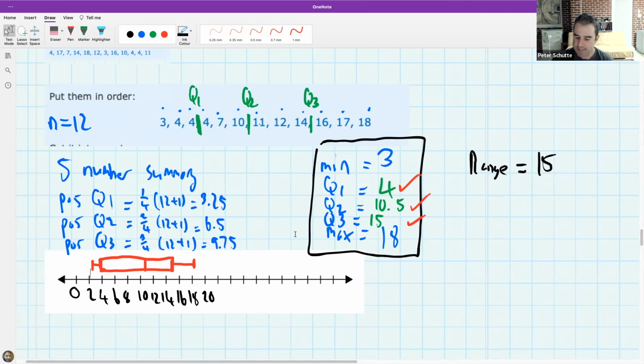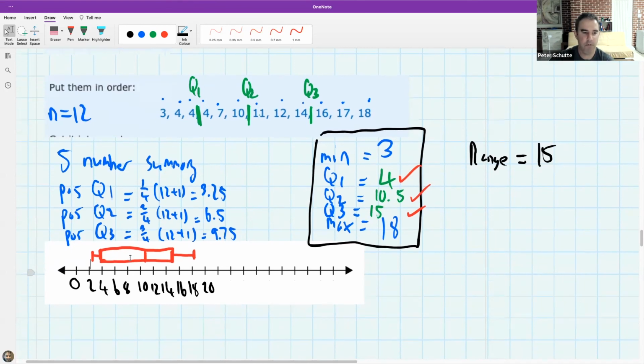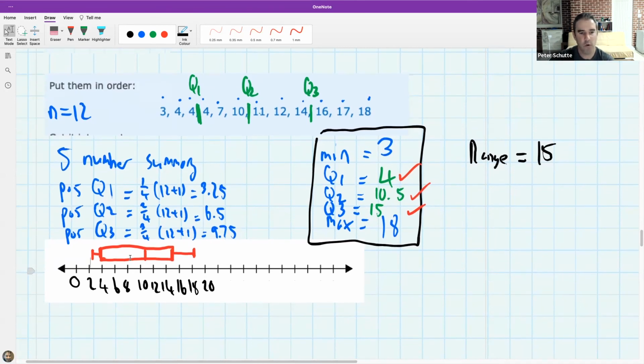Now, in the next lesson, we're going to start interpreting box and whiskers. So instead of having to do all the working out, you will be given box and whiskers, and you then need to interpret what's going on. So an example maybe here would be which 25% of the data is in the narrowest range.